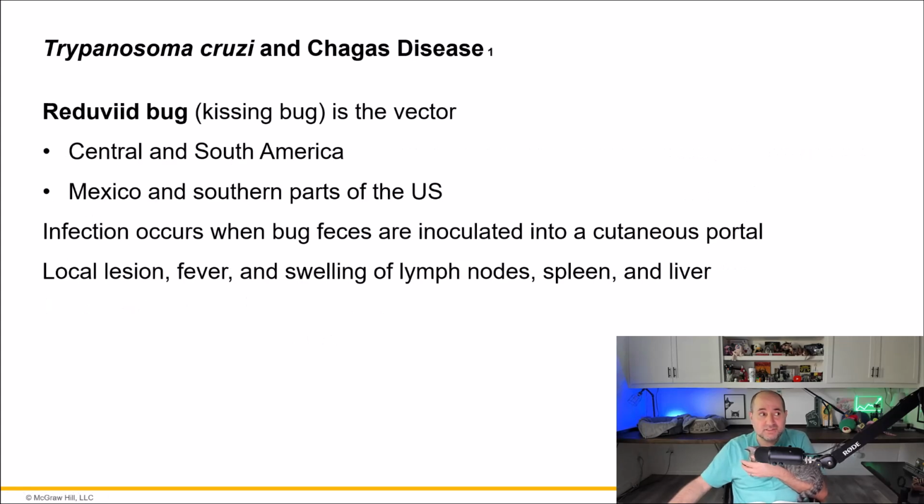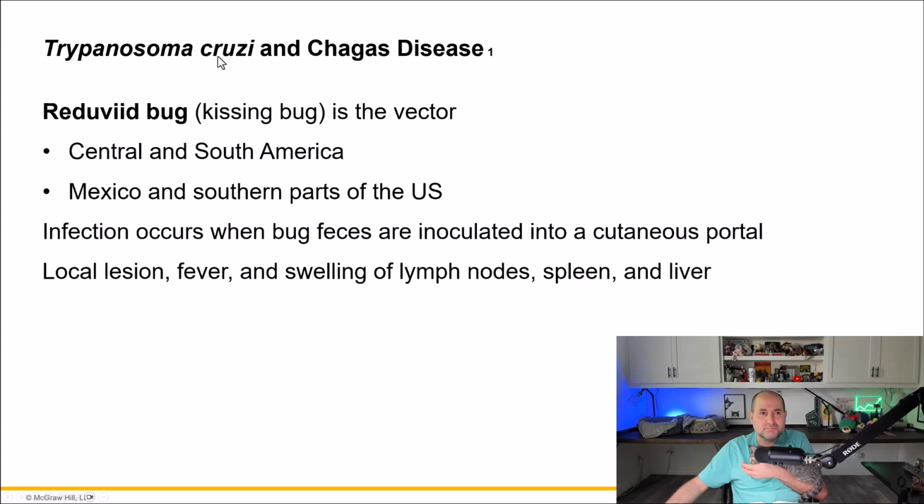Next, let's talk about another species of Trypanosoma. It's called Trypanosoma cruzi, and this one causes Chagas disease. It's not spread by the tsetse fly. It's spread by the reduviid bug, or kissing beetle as it's called, which is the vector. This particular disease is localized to Central and South America, Mexico, and even southern parts of the US. This kissing beetle is the vector.